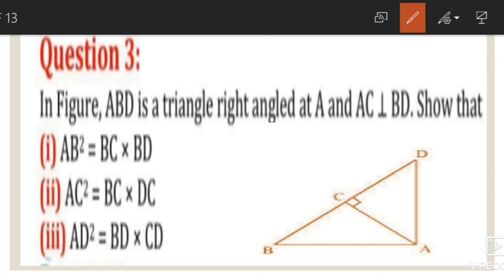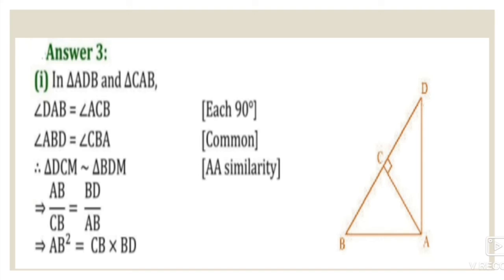Now question number 3. In the figure, ABD is a triangle, right angled at the point A. So this one is a right angle. AC is perpendicular to BD, that means this is also 90 degrees. Show that AB square is equal to BC into BD, AC square is equal to BC into DC, and AD square is equal to BD into CD. So let us start with part number 1: AB square is equal to BC into BD. Okay, so let's start the solution.